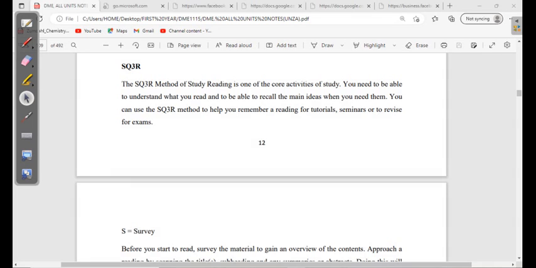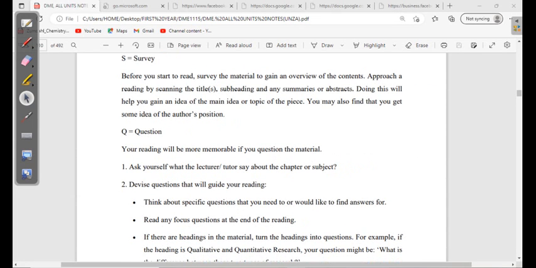So starting with the S, S means survey. Before you start to read, survey the material to gain an overview of the content. Approach a reading by scanning the title, subheadings, and any summary or abstracts. Doing this will help you to gain an idea of the main ideas of the topic. You may also find that you get some ideas of the author's position. So to survey basically is to look at the general understanding of the text.